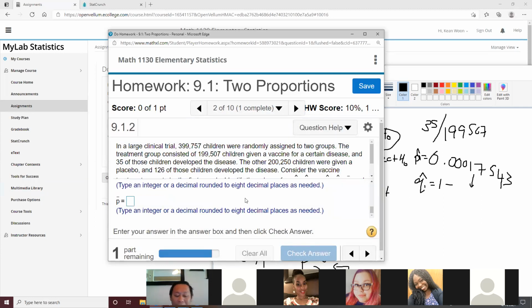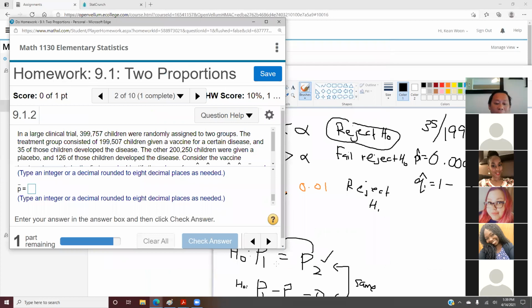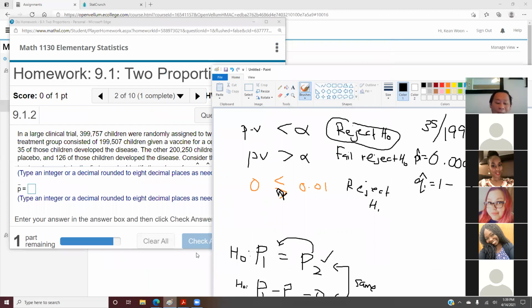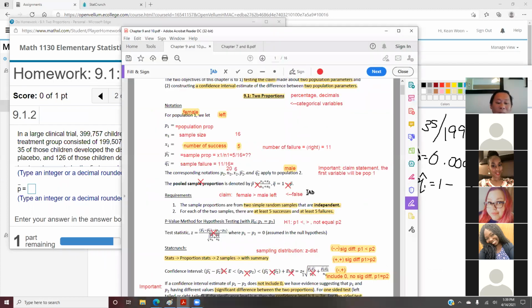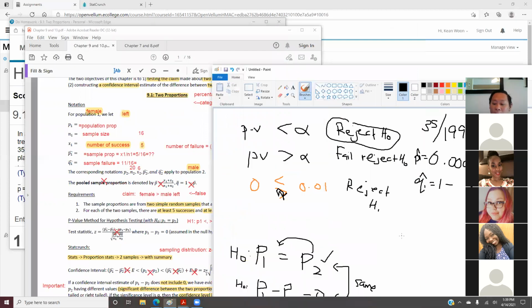Now they want you to find this. Now this is the one that I wouldn't ask you to do, the P bar. So how do you figure out P bar in this case is you have to use the formula that I do not want you to memorize. This is how you do your P bar. P bar in this case is x1 plus x2 over n1 plus n2. Again, it's not coming up in your test, so don't worry about that.